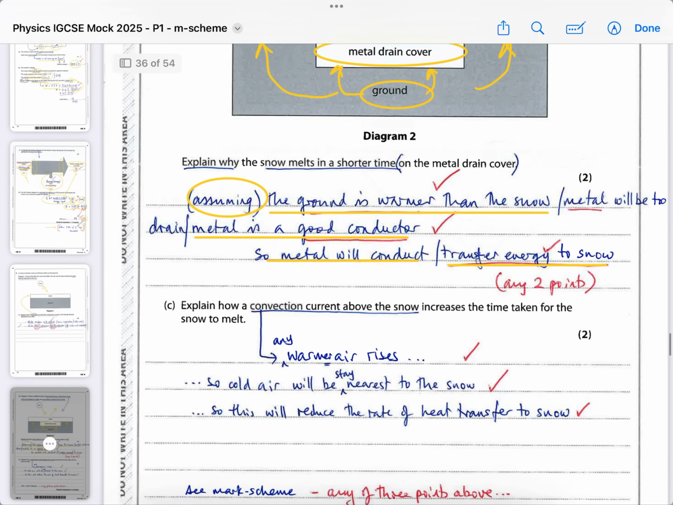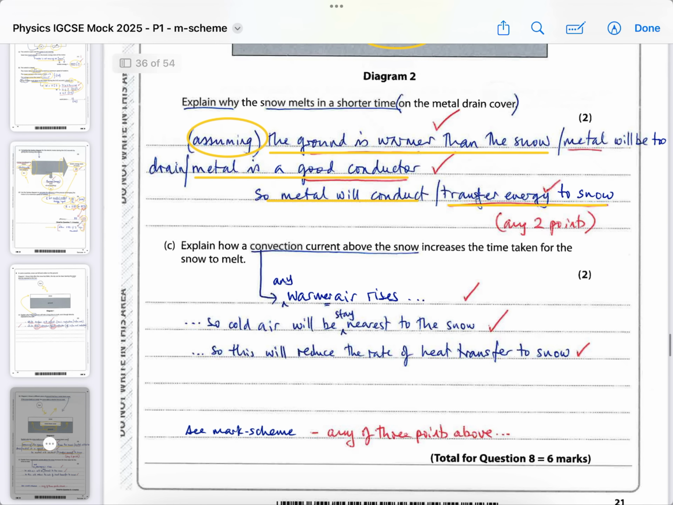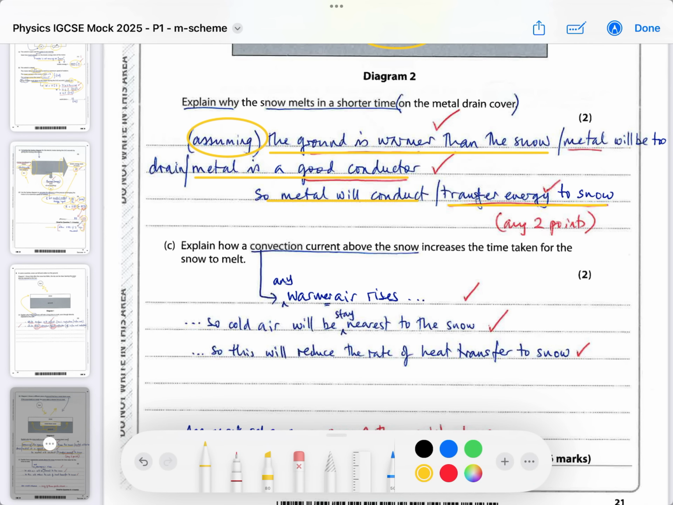So part C then says, explain why a convection current above the snow increases the time for the snow to melt? Well, convection current. If you see that they're putting one part radiation, one part conduction, the third part, they're telling you, explain how convection currents work. They want you to know.